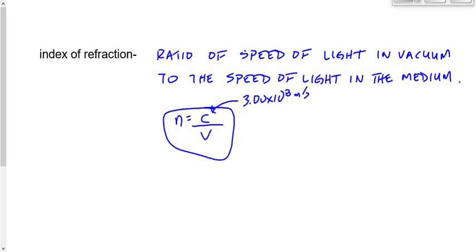Just when you think you understand index of refraction perfectly, let's make it a little bit trickier. Every material has its own unique index of refraction. In fact, every material has its own unique indices of refraction, more than one index of refraction, depending upon what color is being used.